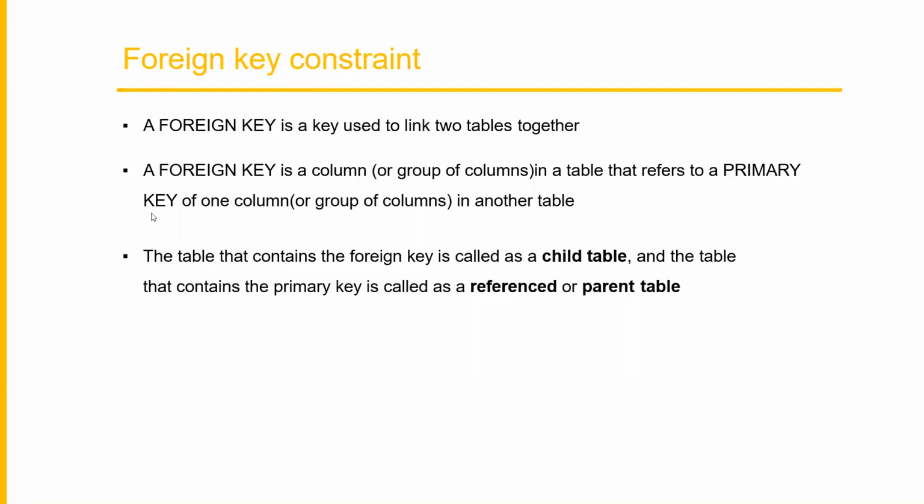Foreign key constraint. What is a foreign key constraint? A foreign key is a key used to link two tables together. So say, for example, we have two tables, and in one table we have a primary key defined, and there can be another table where there is one column that will be referring or linking to this primary key column table. Okay, let me show you with an example.